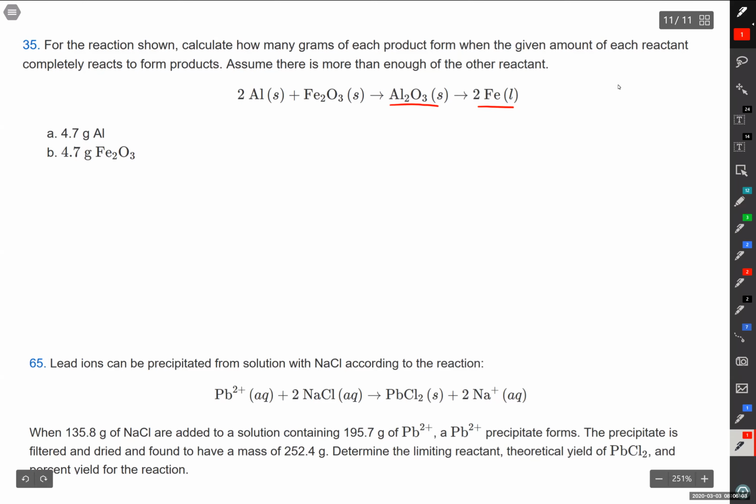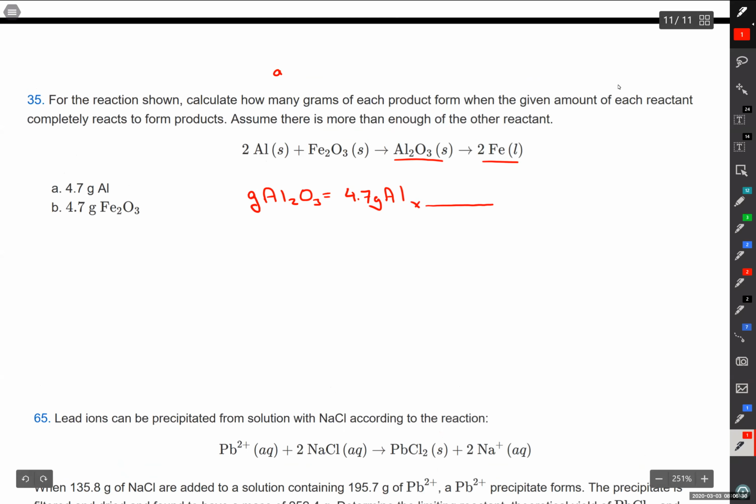So starting with grams of aluminum, I want to know grams of aluminum oxide. So I have 4.7 grams of aluminum. What's the first step? Like in all of these problems, when we're going to be using this pathway, grams to moles to grams. We're starting with grams and we want to end with grams, and so we're going to use the whole thing.